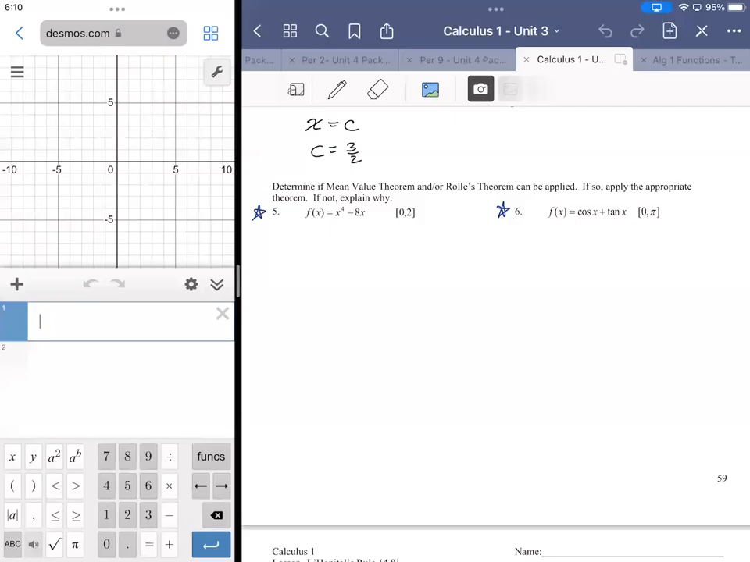So determine if the mean value theorem and/or Rolle's theorem can be applied. And if so, apply the appropriate theorem. If not, explain why. All right.